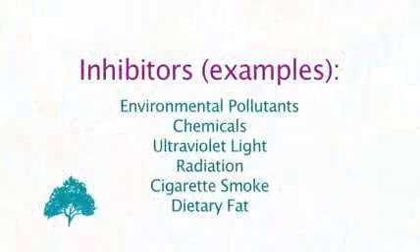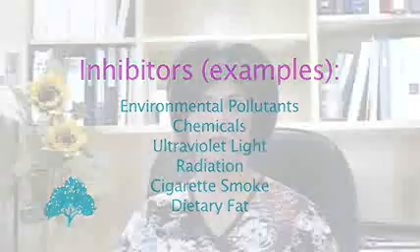No one knows the exact cause of cancer, but according to most scientists, cancer develops in two stages: initiation and activation. The initiation stage is when healthy cells are exposed to inhibitors such as environmental pollutants, chemicals, ultraviolet light, radiation, cigarette smoke, and dietary fat. These are not by any means all the inhibitors. However, when any inhibitor breaks into a healthy cell, its mission is to alter the DNA.